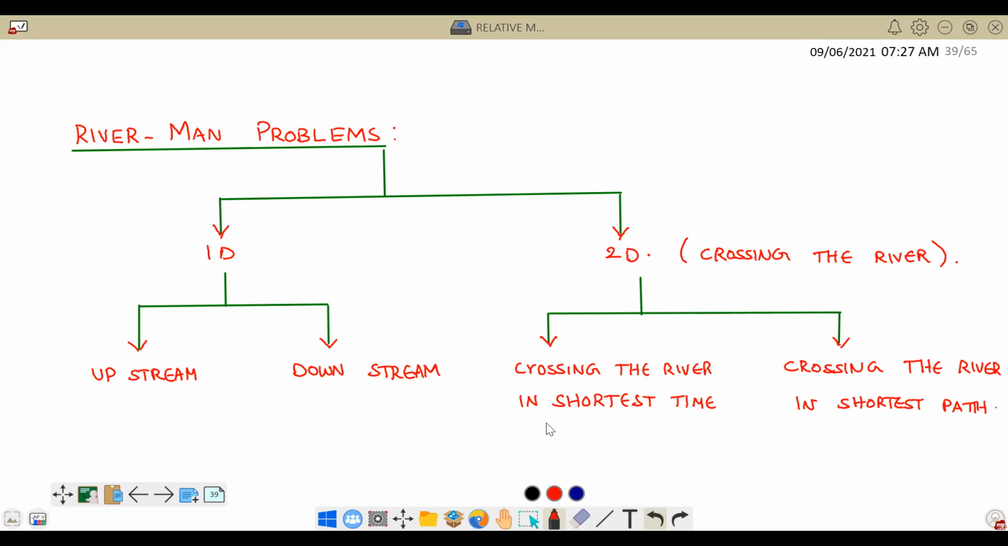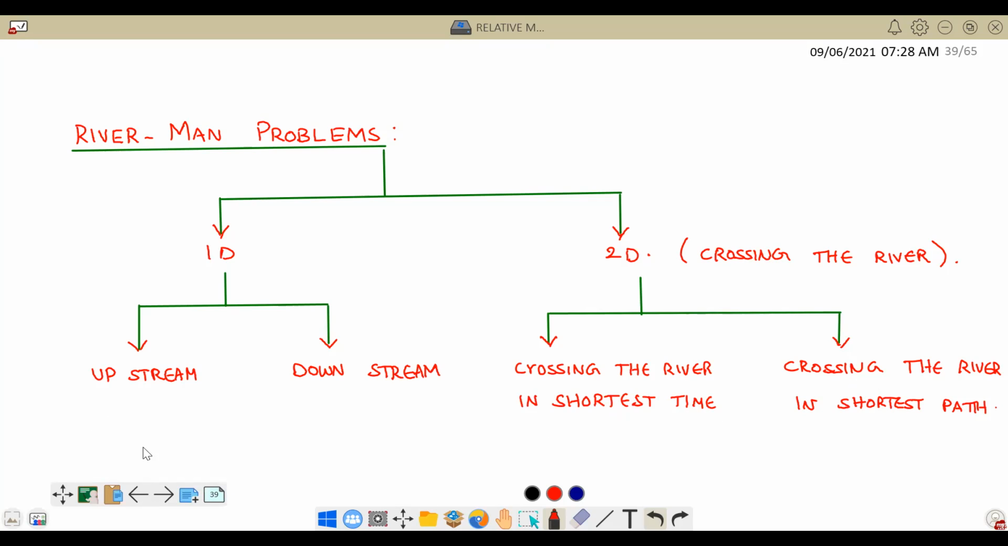So let's begin. Please write down. These are the two things which we are going to see. In one dimension, upstream and downstream. And in two dimensions, we are going to see crossing the river in the shortest time and crossing the river in the shortest path. I hope you finished it. Done, sir. So write down what is meant by upstream.